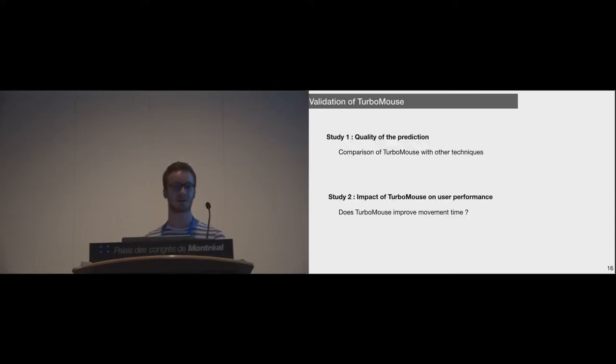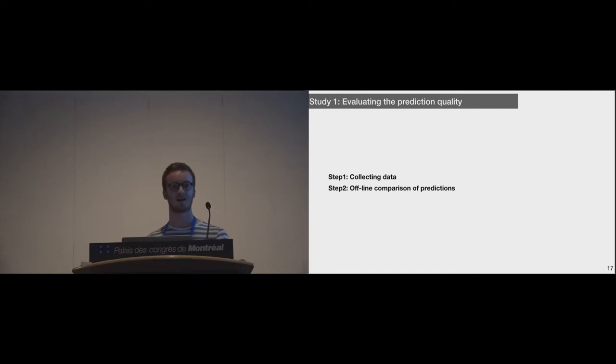To validate TurboMouse, we conducted two studies. The first study consisted in evaluating the quality of the prediction of TurboMouse by comparing it to other predictors. The second study consisted in evaluating the user performance with TurboMouse. Let's talk about the first study. We compare the performance of TurboMouse in terms of prediction accuracy to other predictors in two steps. First, we collected data from 10 participants. Then, we compare the prediction of all predictors on the same data.